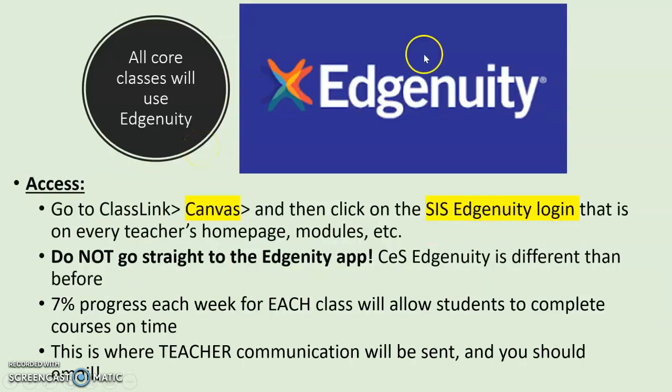And for your Ingenuity, this is again where you are not going straight into the Ingenuity app or the browser, because it's an SIS Ingenuity login. You'll find this linked within your Canvas page on every teacher's homepage, their modules, and other various parts of their Canvas. Each week for Ingenuity classes, you want to progress 7% each week, and I'll show you that breakout next. When you log in, this is where teacher communication will be sent, and where you can contact your teachers easily through email.